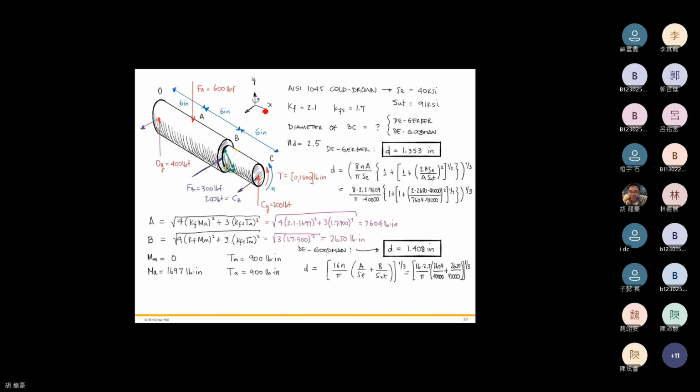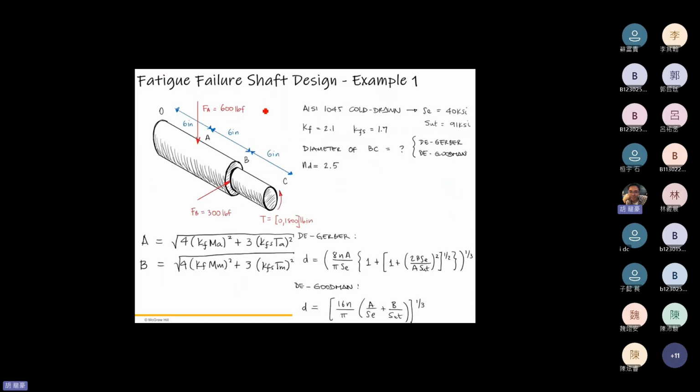Let me go through this example first. There's a shaft OC, with segments OB and BC, made of a cold drawn material whose endurance limit equals 40 ksi and ultimate tensile stress equals 91 ksi. The KF and the KFS are already known. What's the diameter of the BC, using the Gerber and the Goodman criteria, with a design factor equal to 2.5?